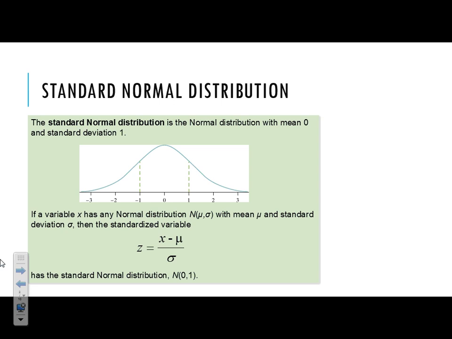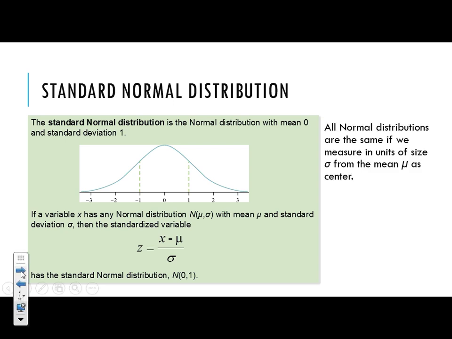Now, the key to the standard normal distribution is that all normal distributions are the same if we measure in units of size from the mean. So what that means is if we apply the z-score formula, our standard score formula, and we take whatever value we have and we change it to a z-score, that means we are now working with a standard normal distribution. And this is really important because as we work with a normal distribution, ultimately what we want to do is we want to find area under a curve.